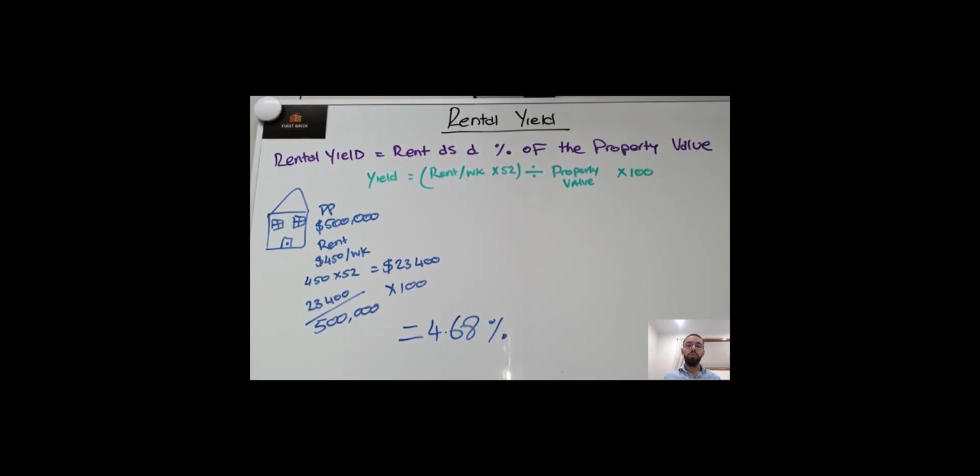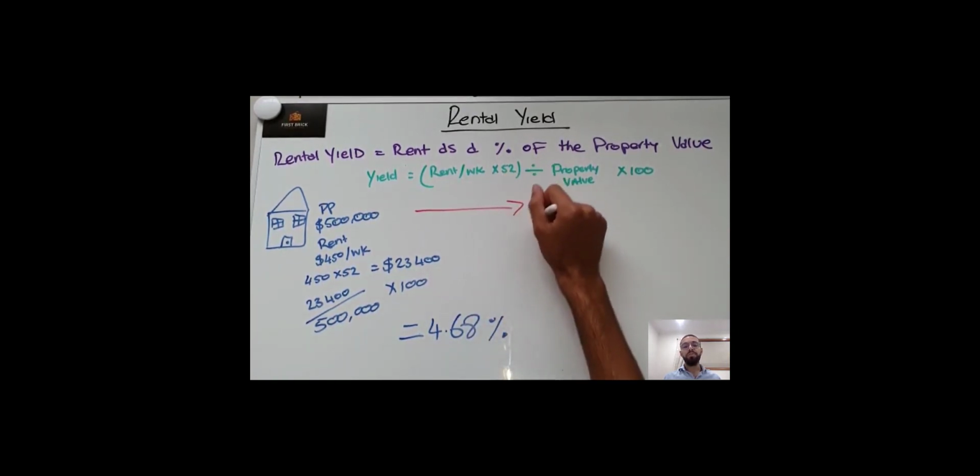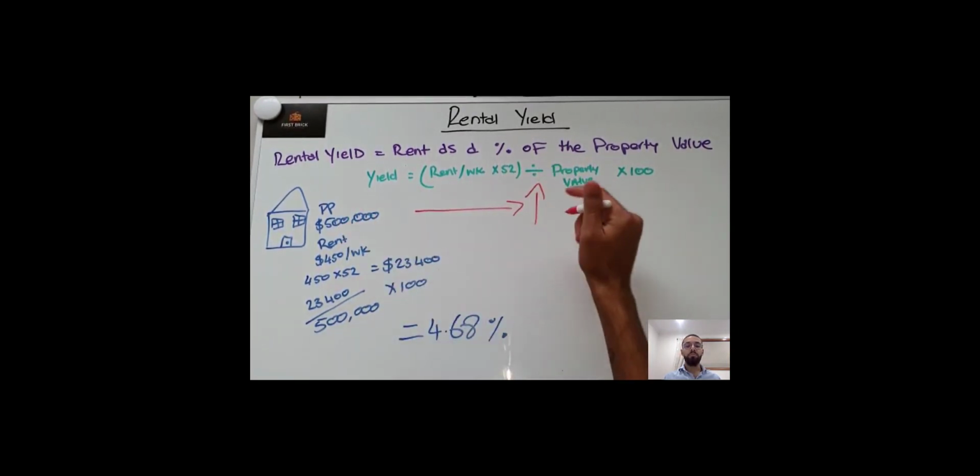Cool. Now, what happens if our property value changes, right? So we've got $500,000, we've got $450, that's giving us a rental yield of 4.68%. But what happens when it changes? So rental yield is the rent as a percentage of the property value, not just the property price. So let's say a couple of years later, your property value goes up to about $600,000.